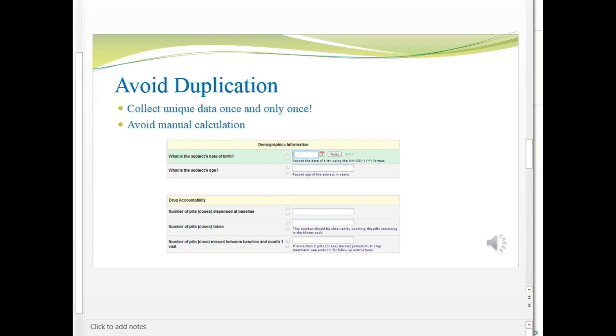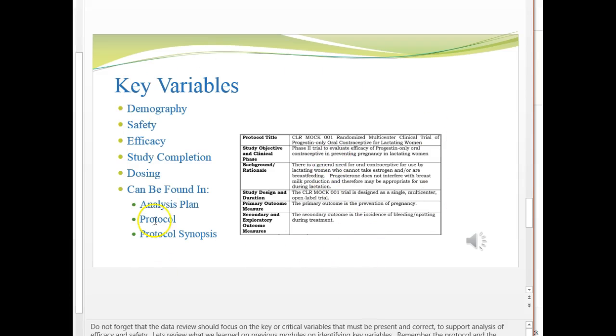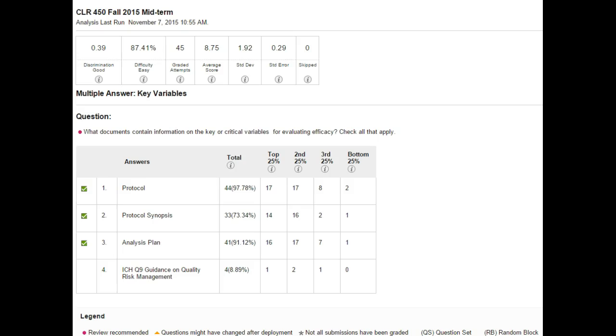And I just want to go back and point out again that we've talked about this in a couple of different places. Go back, look at the lectures, check your notes. Key variables, they're almost always going to be in the protocol somewhere, or the protocol synopsis. They're basically your primary and secondary outcome measures, but it's also going to be demography, safety, efficacy, your study termination or completion data, dosing data, and you can find them in the analysis plan, the protocol, and the protocol synopsis. Okay, so key variables, if you see this question again, they can be found in all three of these.